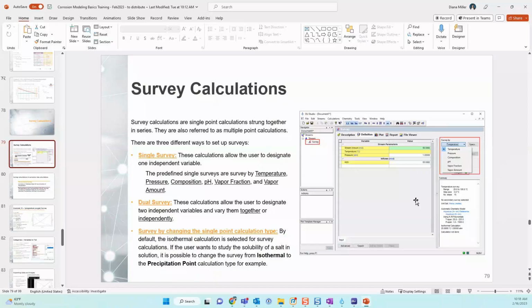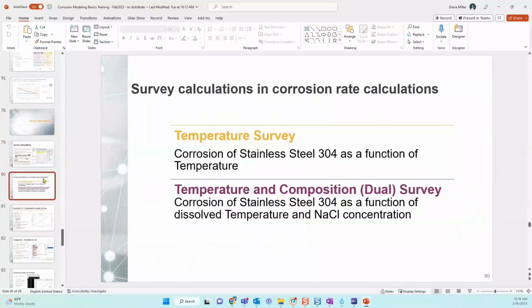The other one is the composition of a specific chemical or component that you have in your water, or gas, or oxygen, or things like that. In other cases it's more like pH, or what happens if I change ionic strength. I just want to show you at least one example of how to set up these survey calculations, because in some cases they give more information of what you are trying to do, especially if you are designing an experiment.